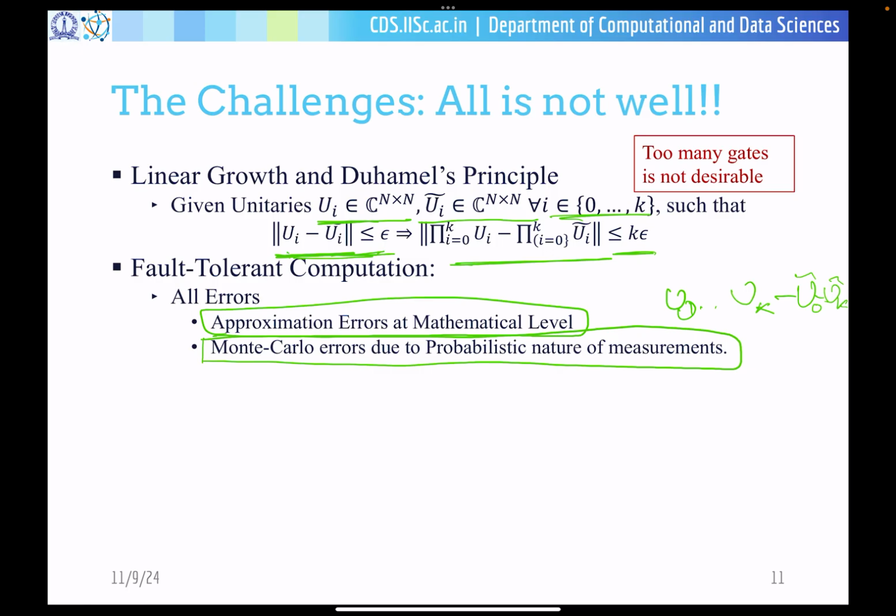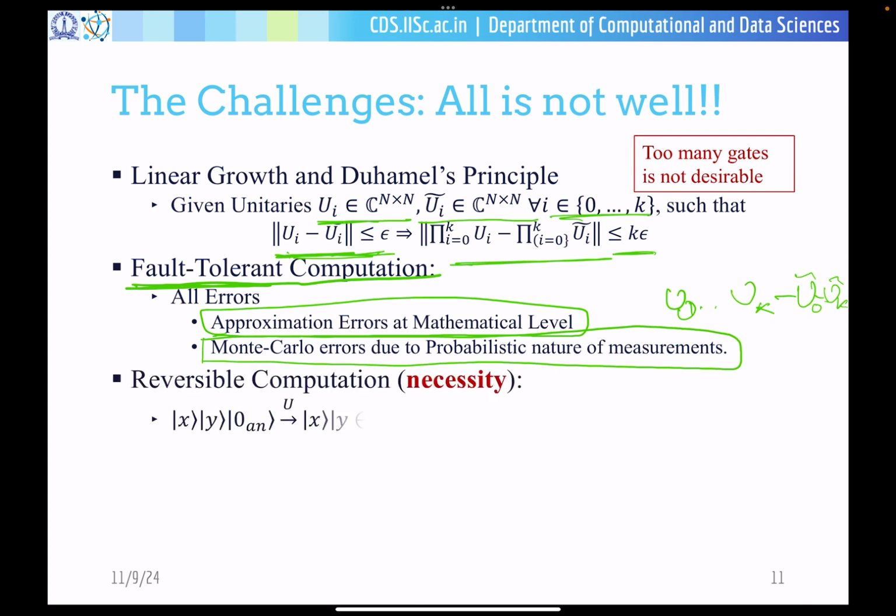That's the meaning of fault tolerant computation, that there are no faults in the computing aspect. The only errors that arise are due to the approximation that we do at the mathematical level, or the Monte Carlo errors that arise because of the probabilistic nature of measurements.